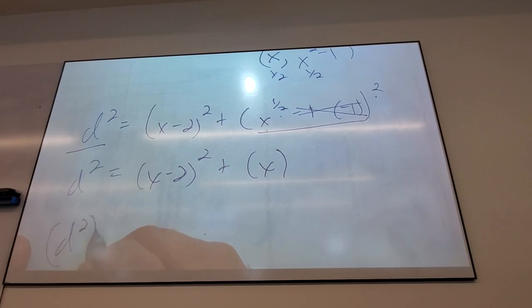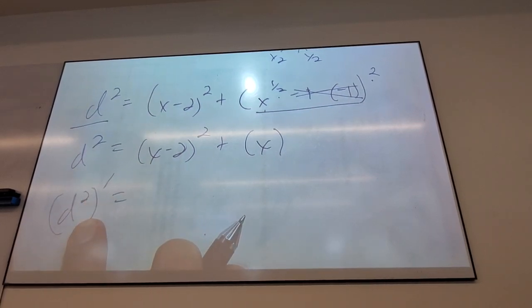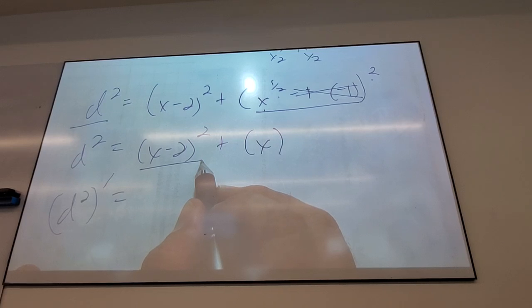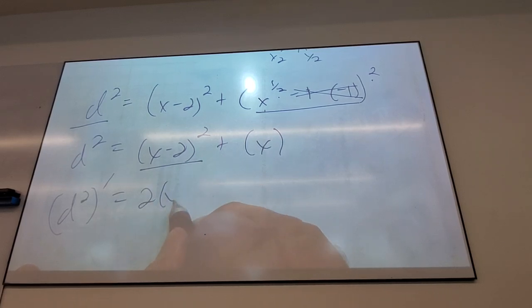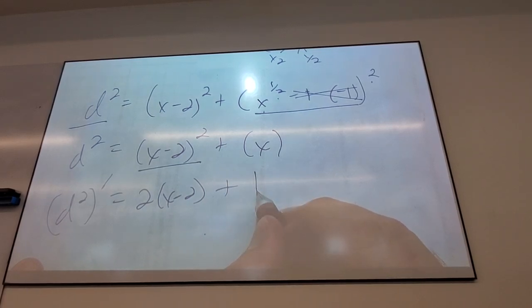So now I'm going to take a derivative. Dear God, don't do 2d d prime, because I'm taking the derivative of the d squared function. Just like y prime. What's the derivative of this? Good, 2 comes down. Here the inside is 1, kick ass. Plus 1.